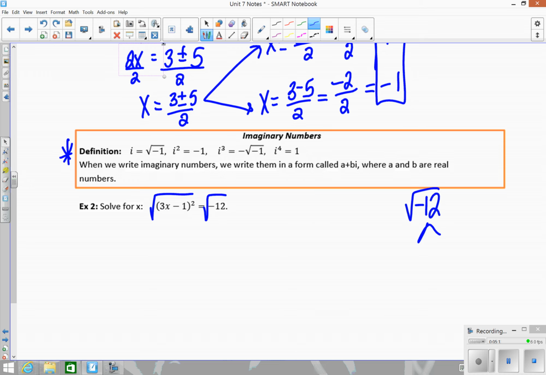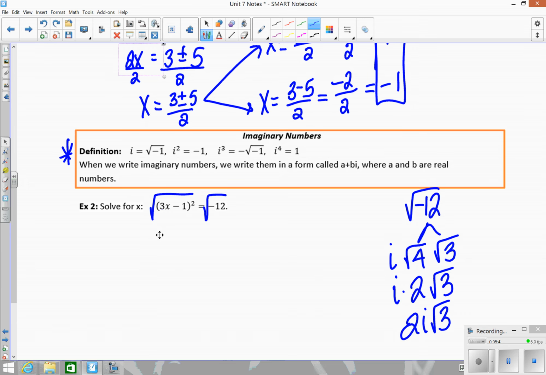Just to refresh your memory, to simplify this, you first take an i out of there, because whenever you have a negative, an i is going to come out. Then I break this up. This is going to be the square root of 4 times the square root of 3, which is how I get the square root of 12. The square root of 4 is going to give me 2, and the square root of 3 is just going to stay. Typically we rewrite this so that we have the 2i in front.